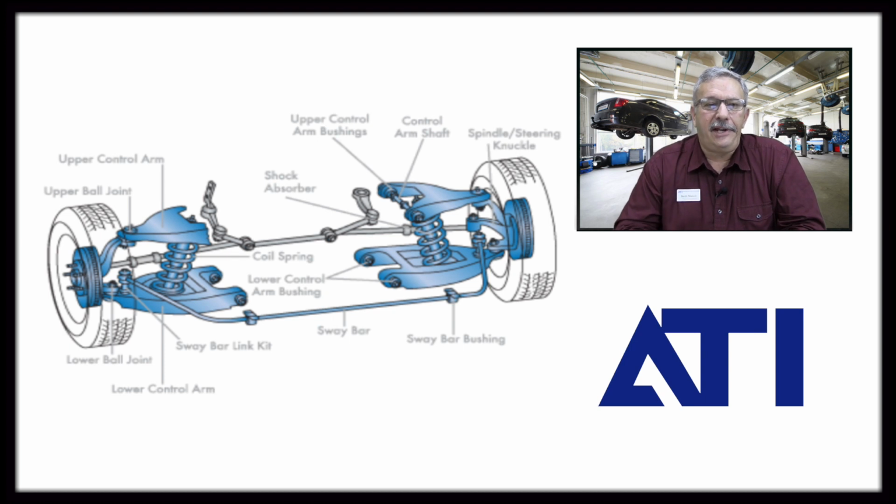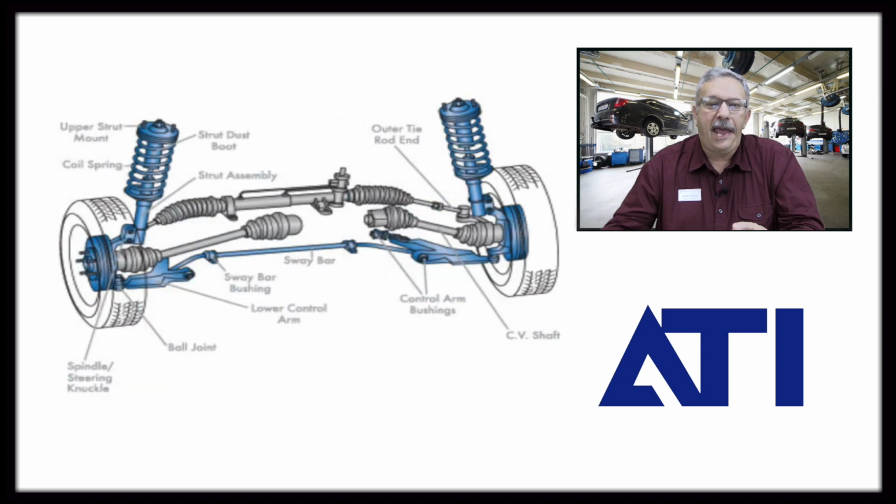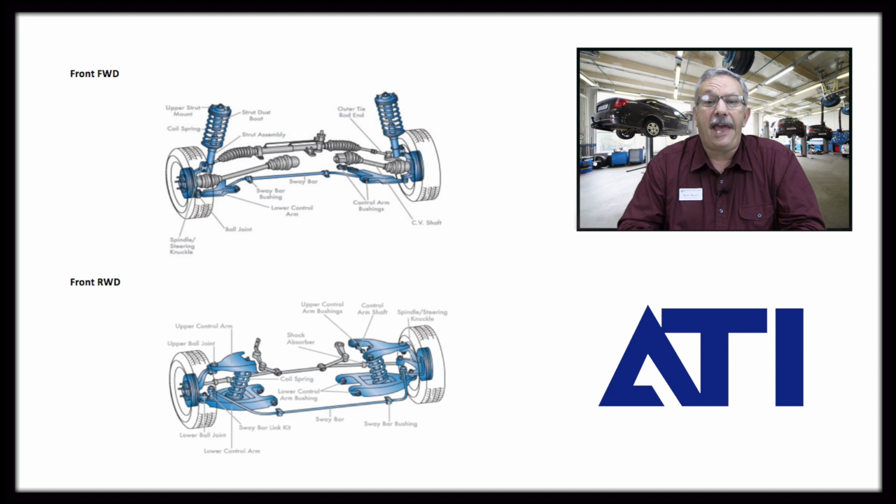This illustration is of a front end system for a rear wheel drive car. And the difference being, if we look at the front wheel drive car, we have a rack and pinion steering system. That is quite a bit different than what you would see on the rear wheel drive car, where we have what's called a parallelogram steering system.